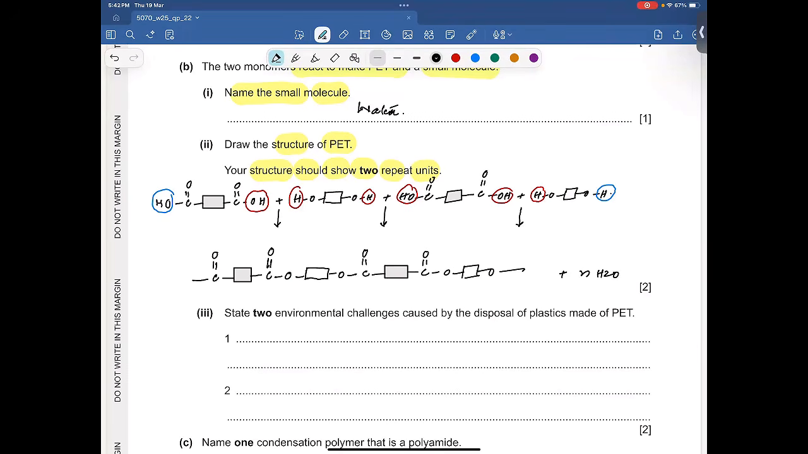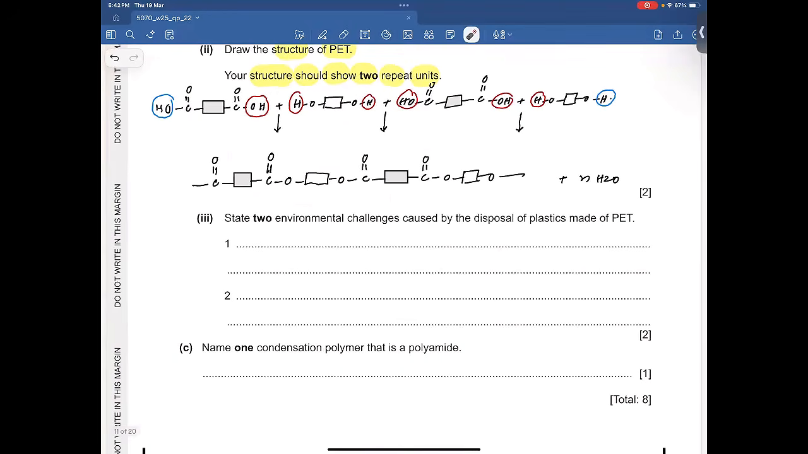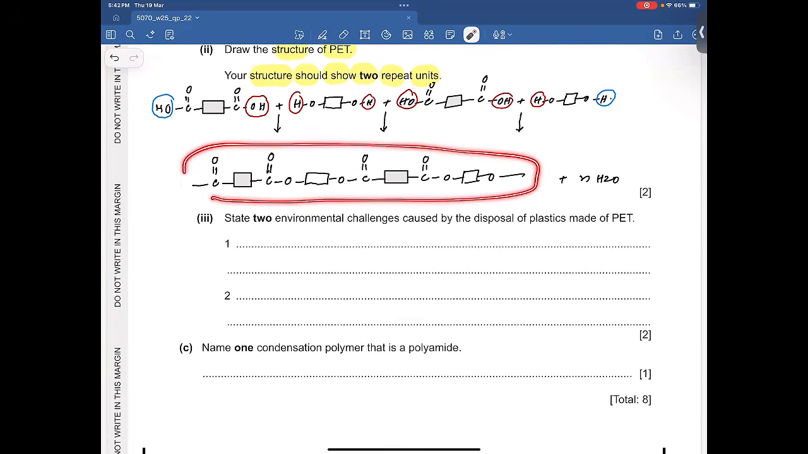Okay. So two repeating units. Technically, this one is the first repeating unit, and this one is the second repeating unit. Okay. So these are the two repeating units. I hope it makes sense to you. I need to write this structure, by the way. The examiner is looking for this structure. Okay.